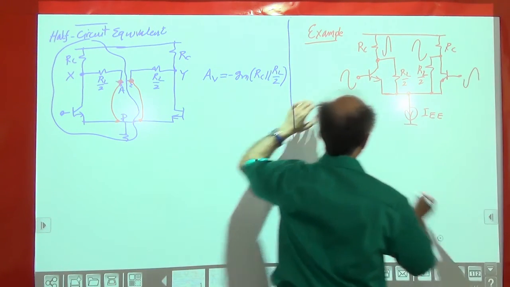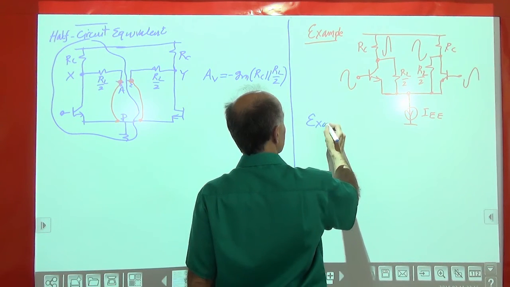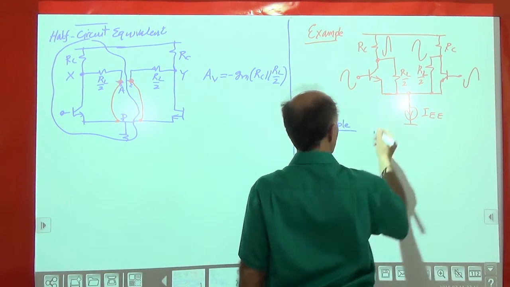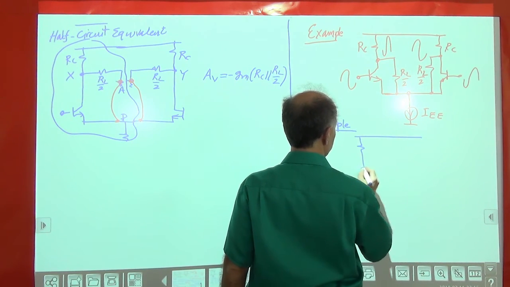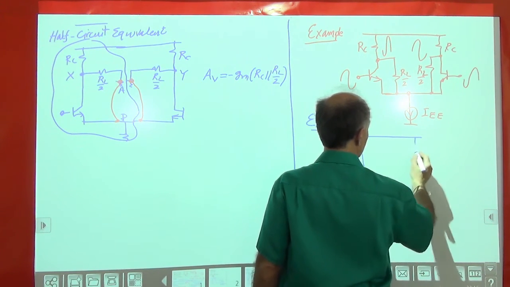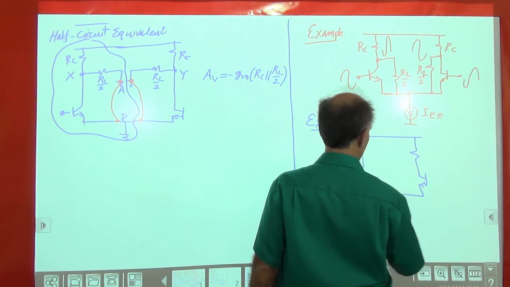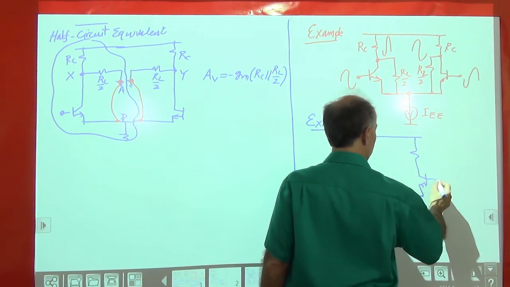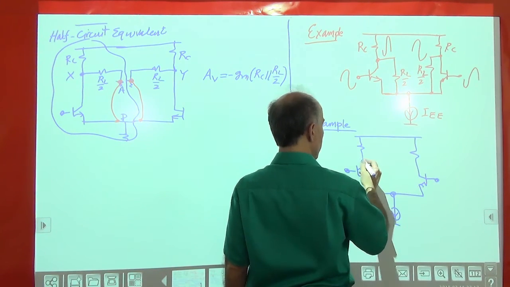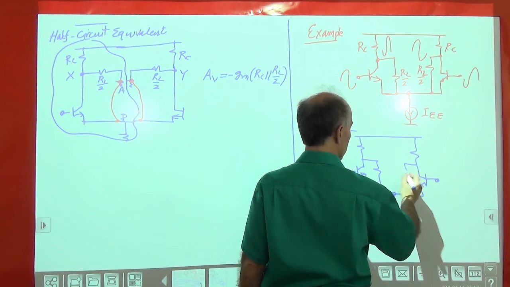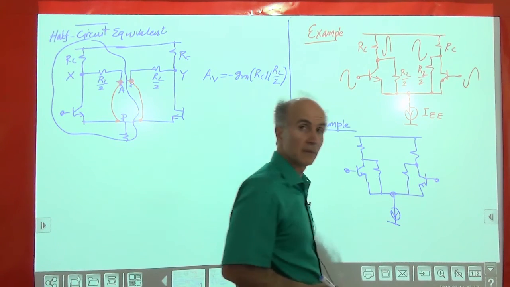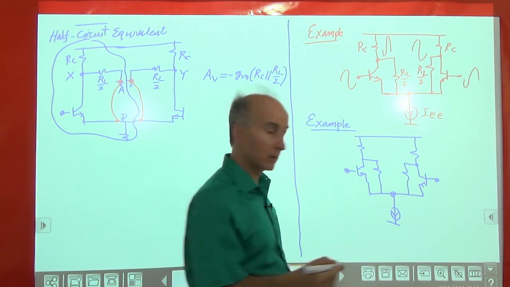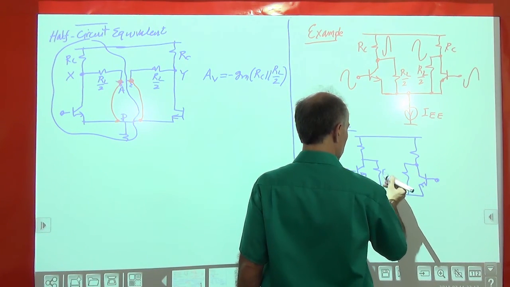What is exciting is this. Okay, I'm going to redraw the circuit. All right, so here's this circuit. And I will draw these resistors again in here. But I will give them a different name. They were called RL over 2. Now I will call them RO.